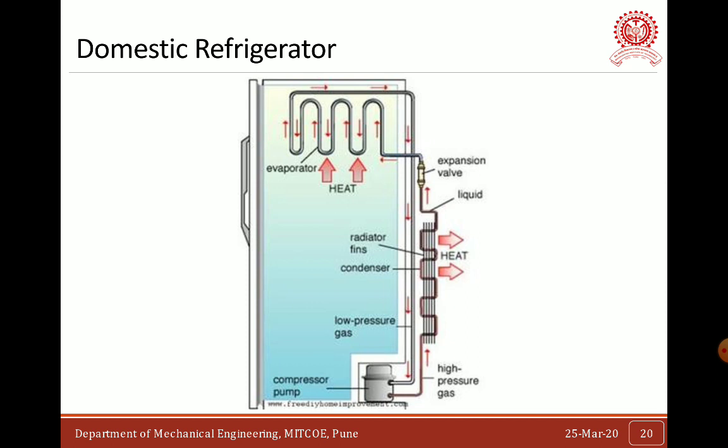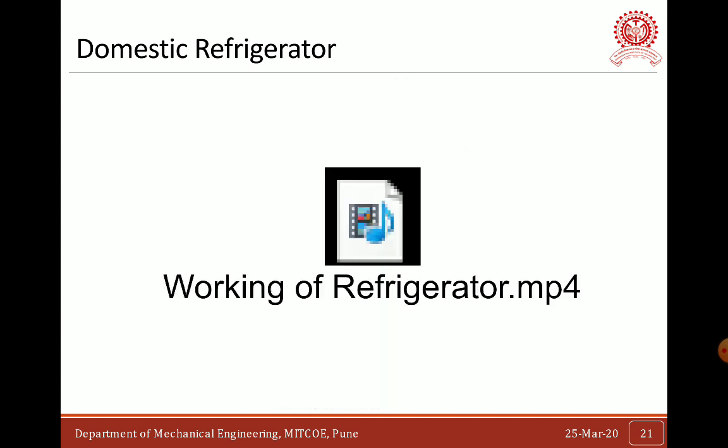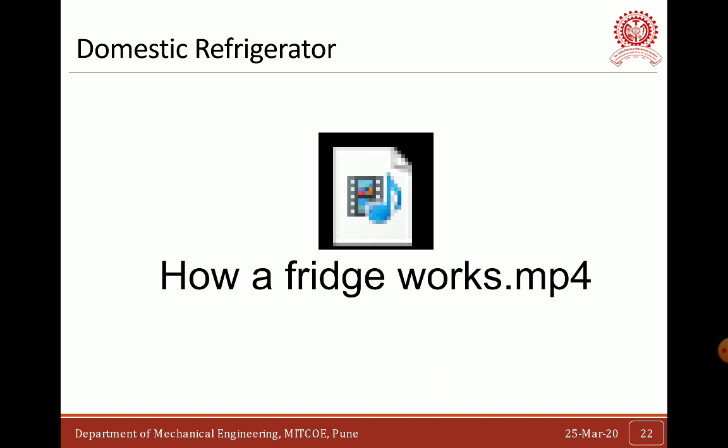So I will share with you some videos in which you can see the working of a domestic refrigerator in my next video. Here I have the link, but I will share these videos separately to show how the refrigerator works.